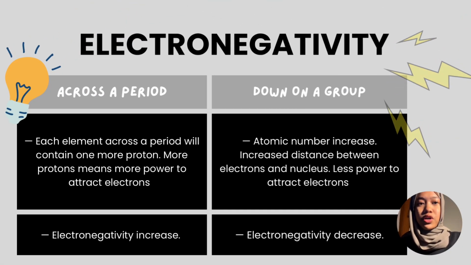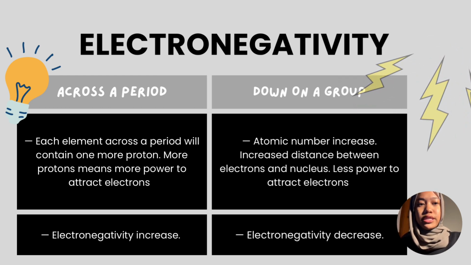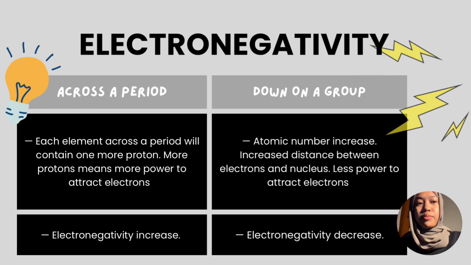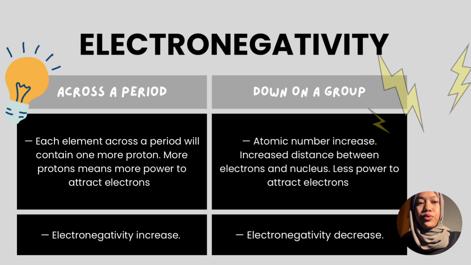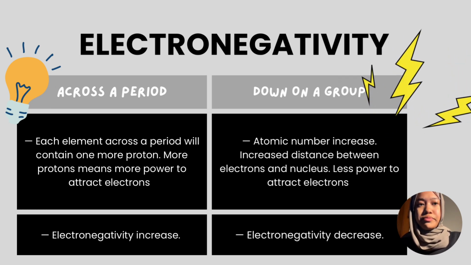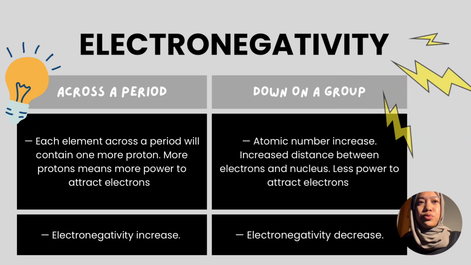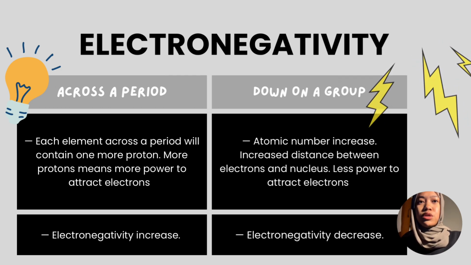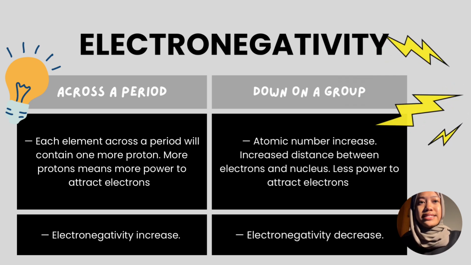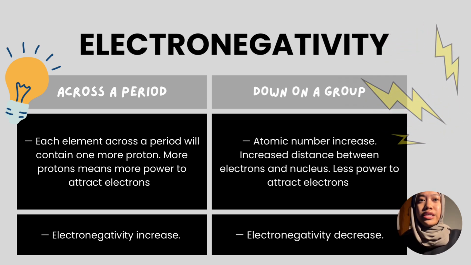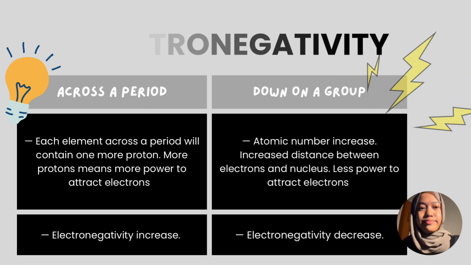Next, we are going to talk about electronegativity. Across a period, each element will contain one more proton, and more protons mean more power to attract electrons. This will make electronegativity increase. Down a group, the atomic number increases, and the increase in atomic number increases the distance between the electron and the nucleus. This means less power to attract electrons, and the electronegativity will decrease.